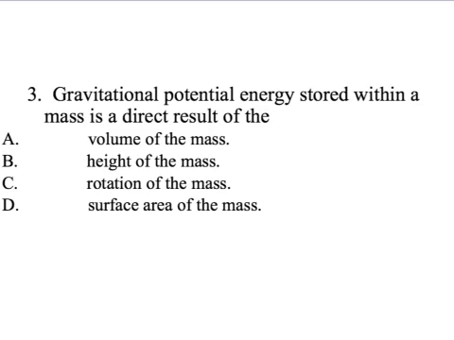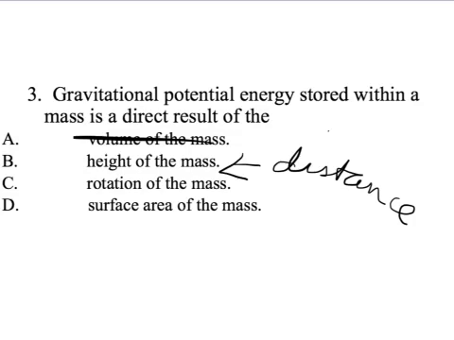Gravitational potential energy stored within the mass is a direct result of A, the volume of the mass. Nope, that's not it. B, height of the mass. This is the correct one, and for a minute it actually threw me because I needed to remember that height is also like distance. So it's the distance. There you go. Rotation, nope, surface area.